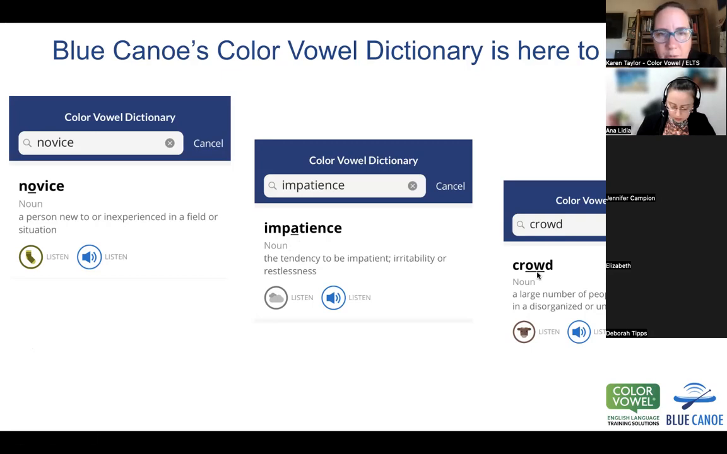Very simple markup allows learners to do this markup, and later on we're able to explore spelling patterns and take a kind of flipped approach to spelling. We flip the order from going from letter to sound, which is the phonics way, to going from sound to letter, which is the color vowel way. And they complement each other, by the way.